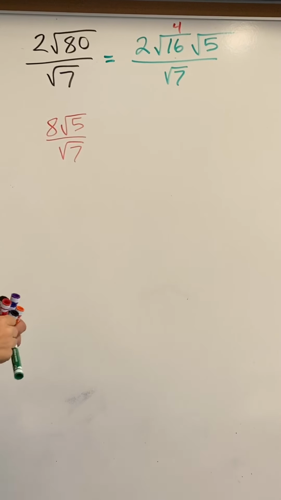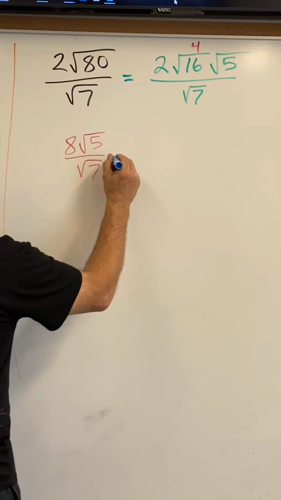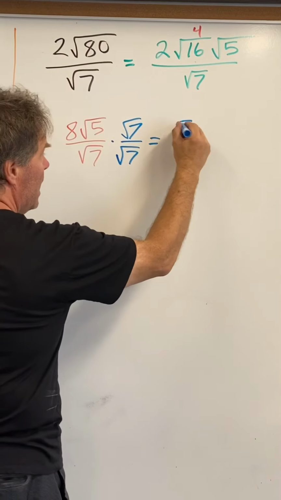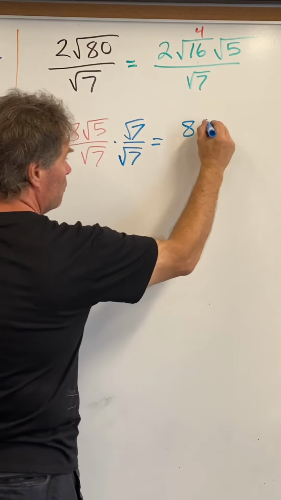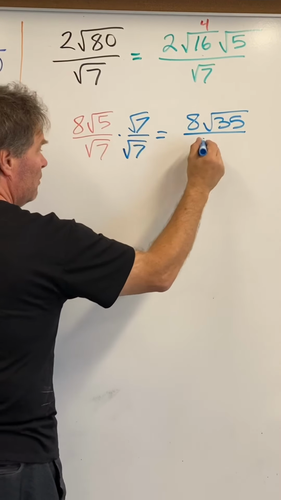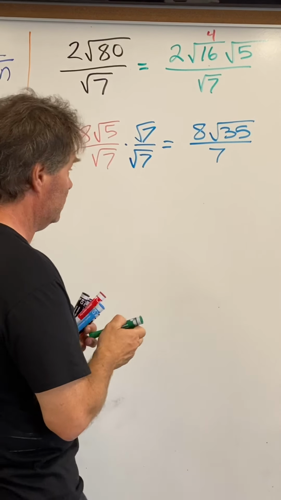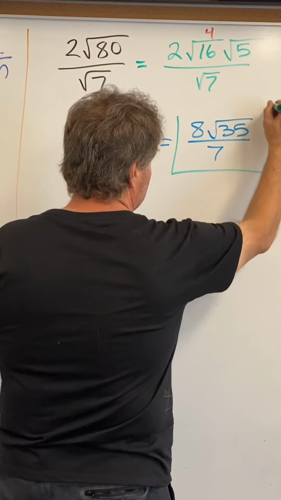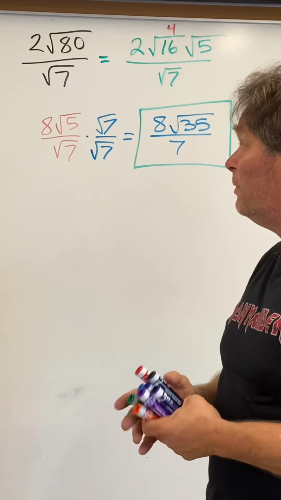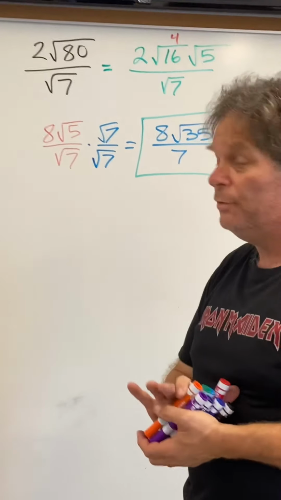Now, root 7 downstairs is not acceptable. So I multiply by root 7 over root 7, and it gives me 8 times root 5 times root 7 is root 35. I can combine them together under the one root. Root 7 times root 7 is just regular 7, and that is the answer. Cha-ching. So, that is how you simplify radicals with division and also multiplication.